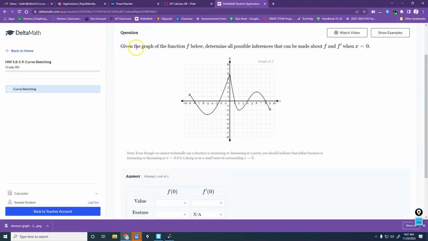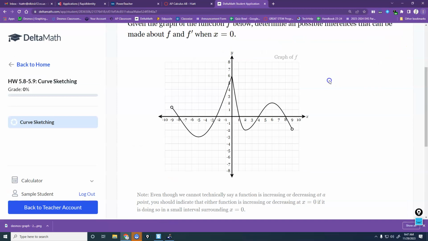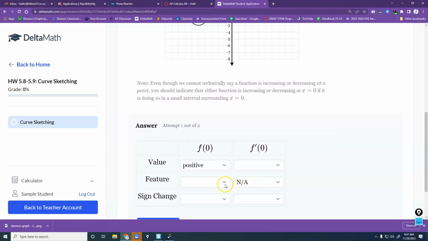Okay, so you have to be careful with these and know what you're looking at. Given the graph below, determine all possible inferences that can be made about f and f prime when x equals 0. So at x equals 0 is where we're looking on this graph. Okay? So what is f of 0? I know it's a little small. 6. It is 6. So you would choose, okay, it is positive.